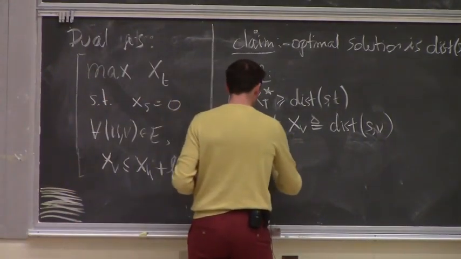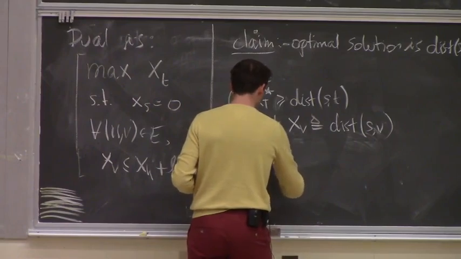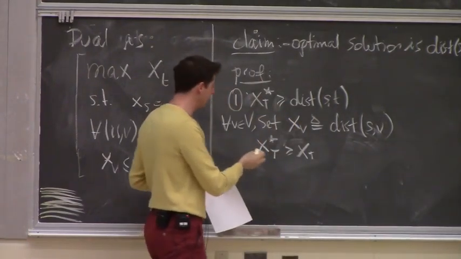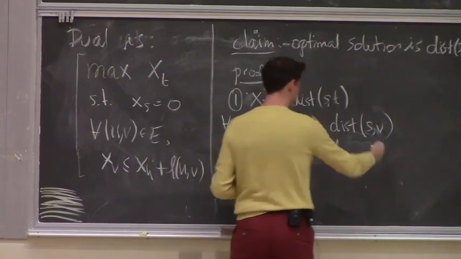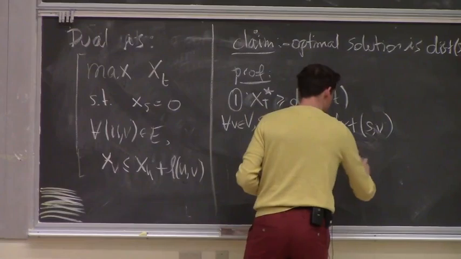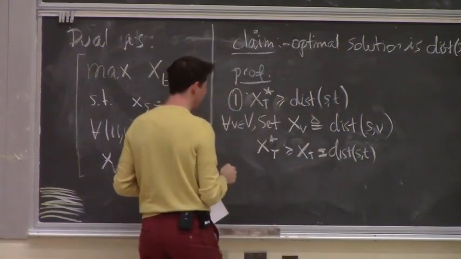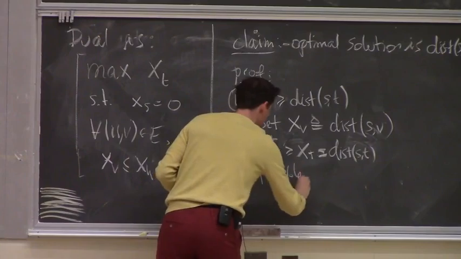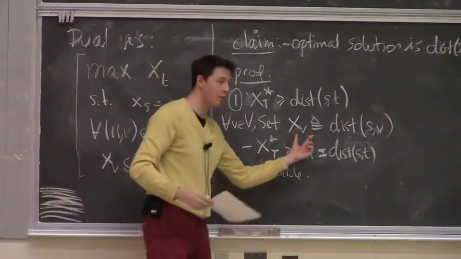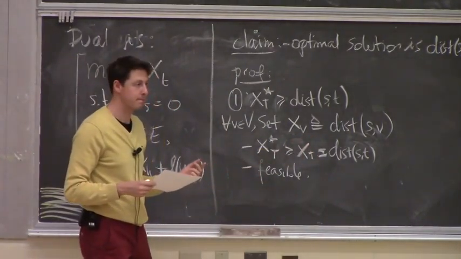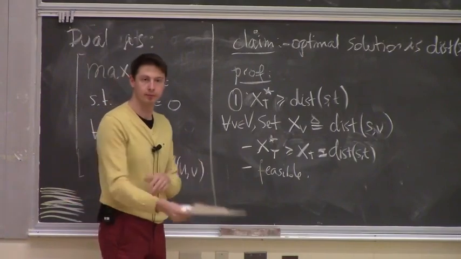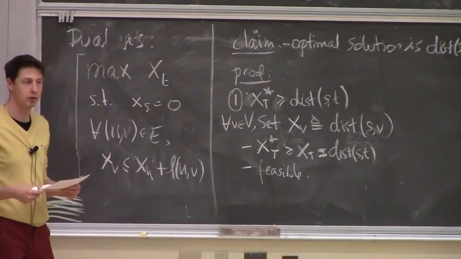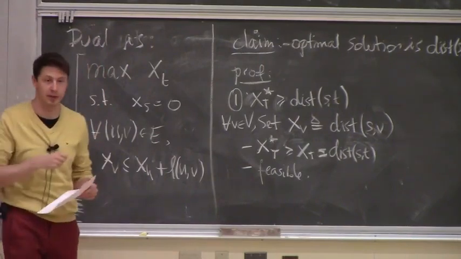Now, let's notice two things. First, x star t, by definition, is at least xt, which is a particular feasible solution that I just set, that equals, if I set v to be t in this definition, just the distance of st. Okay, so that's fine, but I also need to make sure that it's feasible. So that's one side. It is feasible. So can somebody tell me why this particular setting of all variables is feasible? So here's where we use the fact that the lengths are non-negative.